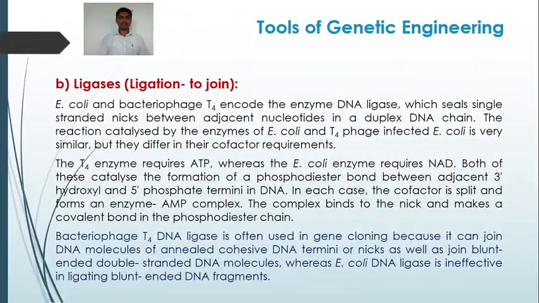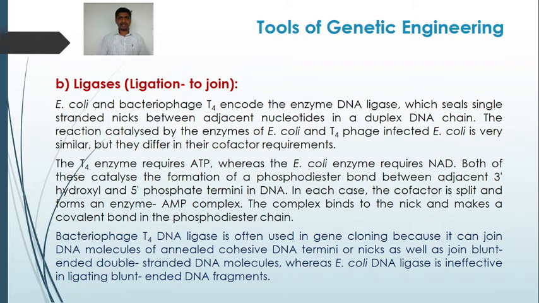There are two different types of DNA ligases: E. coli DNA ligase and bacteriophage T4 DNA ligase. E. coli and bacteriophage T4 encode the enzyme DNA ligase, which seals single-stranded nicks or breaks between adjacent nucleotides in a duplex DNA strand or chain.